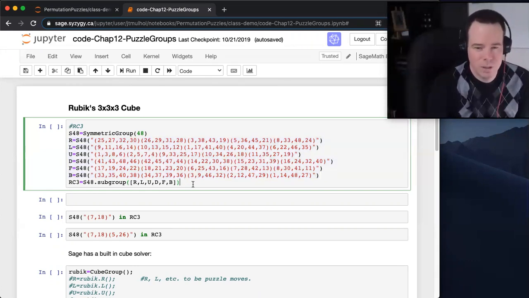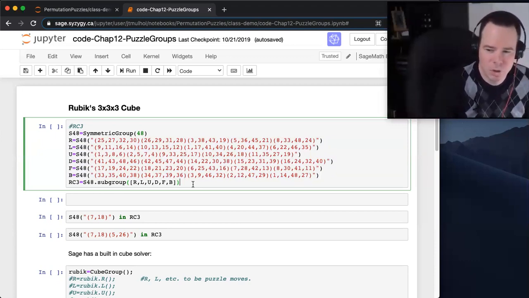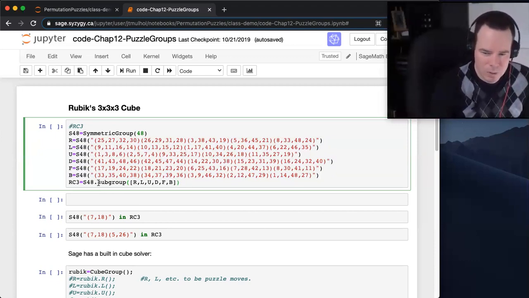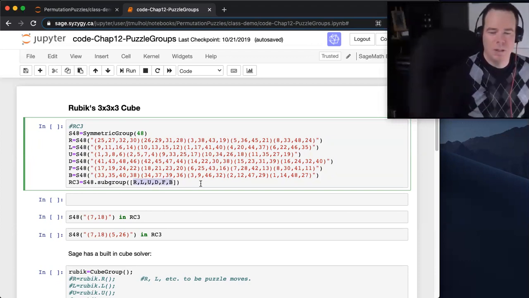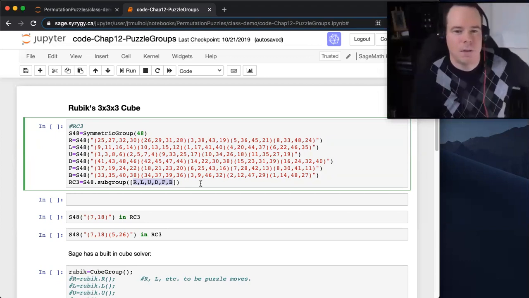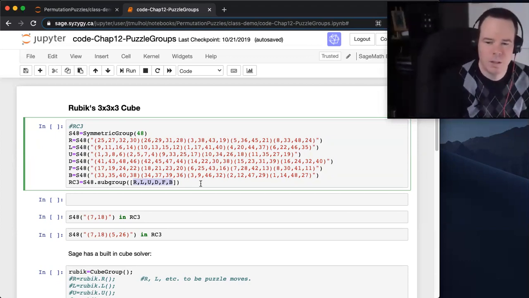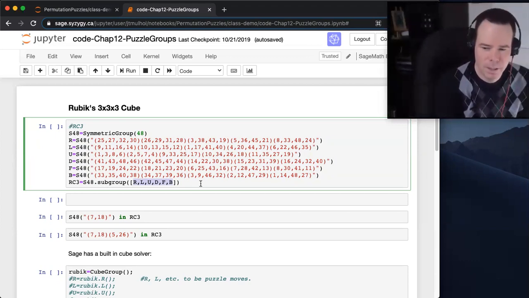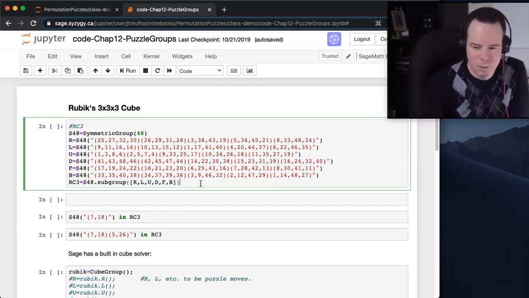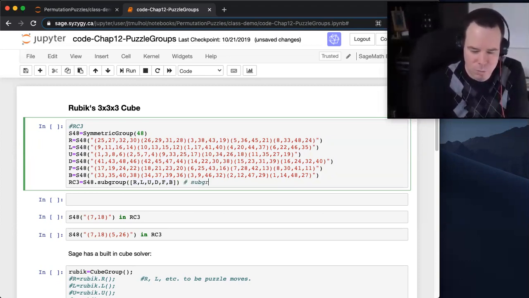And this is where we needed the notions from chapter 11. Now I'm going to build the subgroup, which consists of these 6 moves, R, L, U, D, F, and B, and all products of them and all inverses of all products. So we're looking at the subgroup generated by the 6 basic moves.